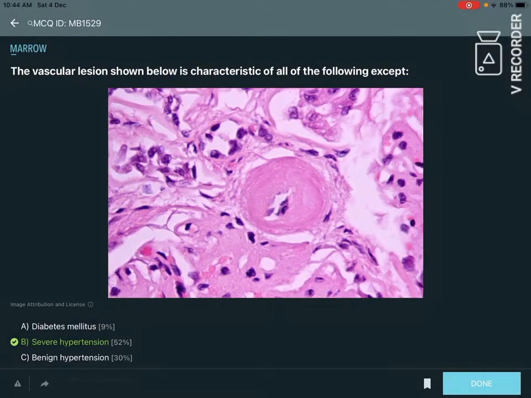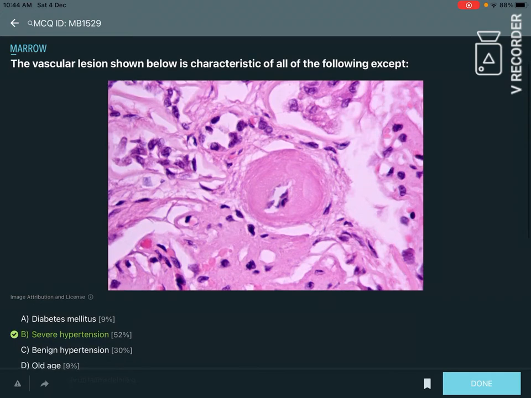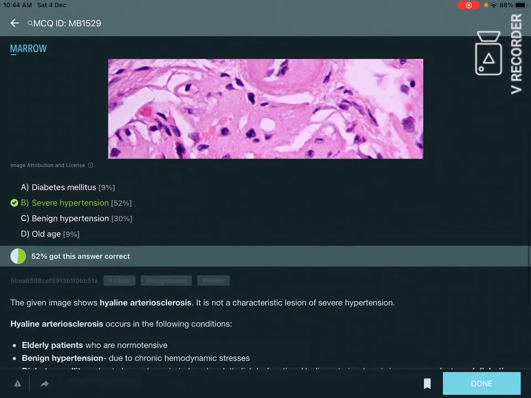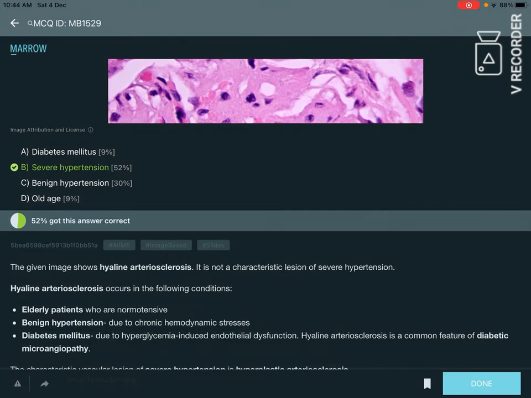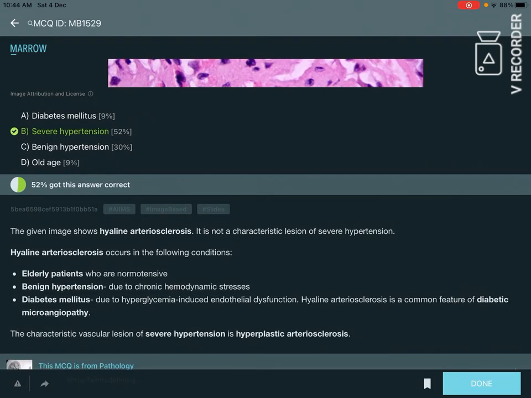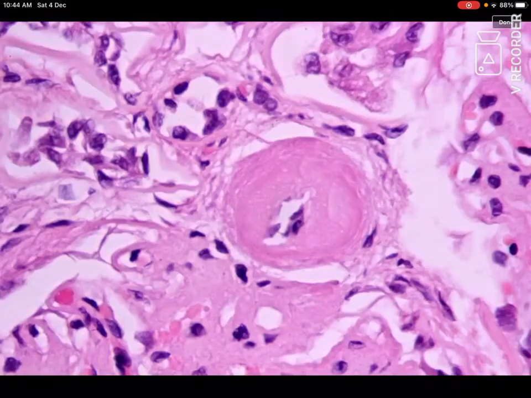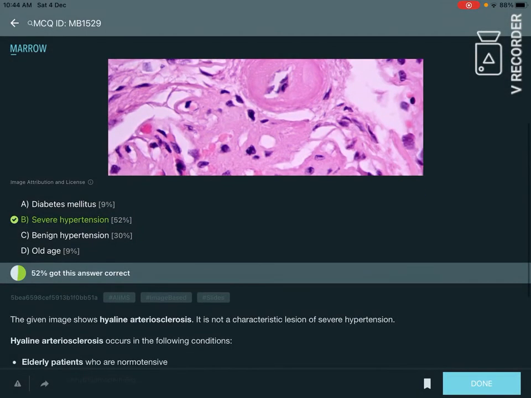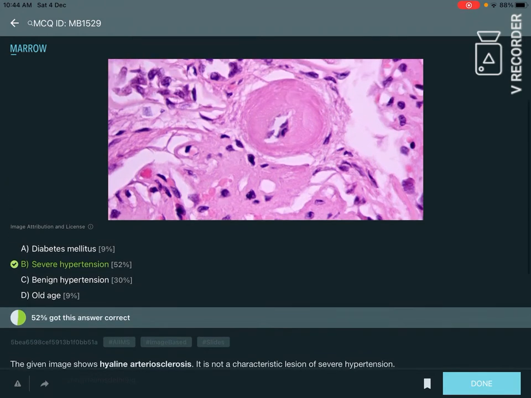The vascular lesion below is a characteristic of all of the following except. Because they have written except, you can be like, okay, in diabetes you have hyaline changes, because we have just read it. Benign hypertension you have, old age normotensives you have. But in case of severe hypertension, you have mostly hyperplastic changes. So this would have a hyperplastic change, and this is not hyperplastic, this is hyaline. That's how you can eliminate and get to the answer.